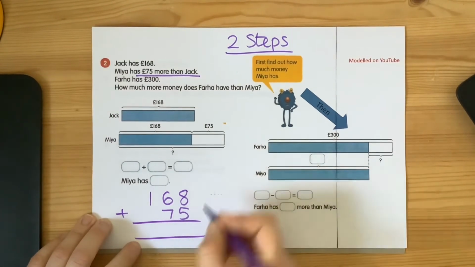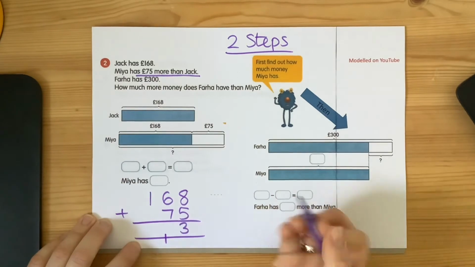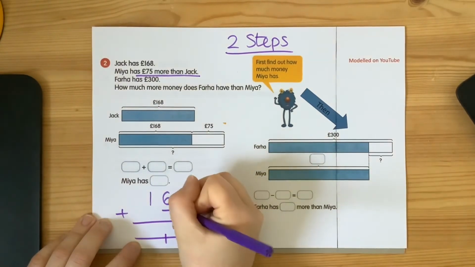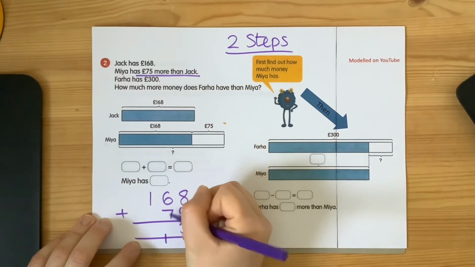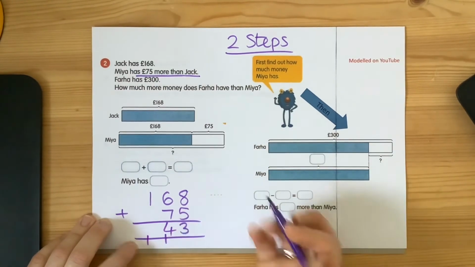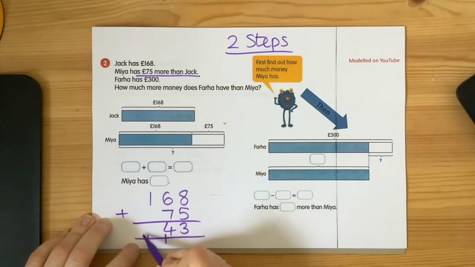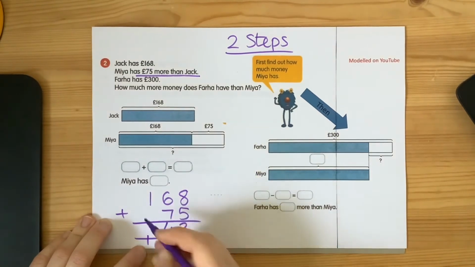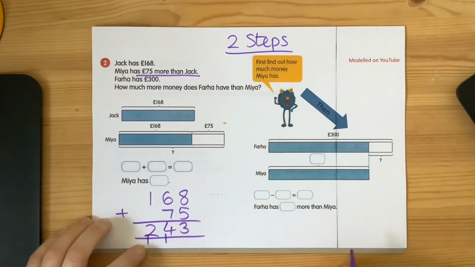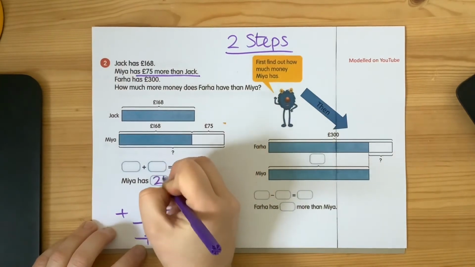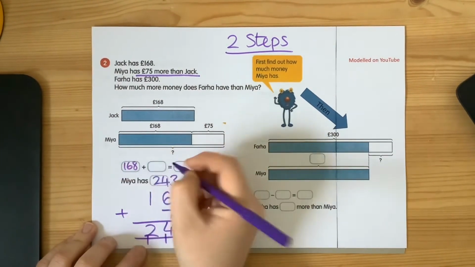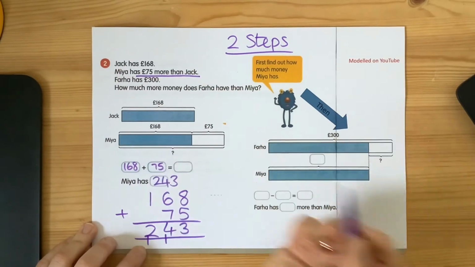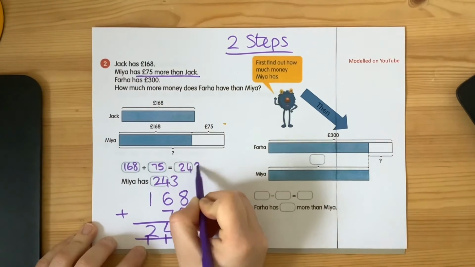8 add 5 is 13. Regroup the 10. 6 add 6 is 12, add 1 more is 13. 6 add 7 is 13. Add 1 more is 14. Now it's 14 tens, so that is a regrouped 100. And then 100 added to the regrouped 100 is 200. So I know that Maya actually has £243 because we did Jack's amount plus the amount more she had, and that gave us 243.